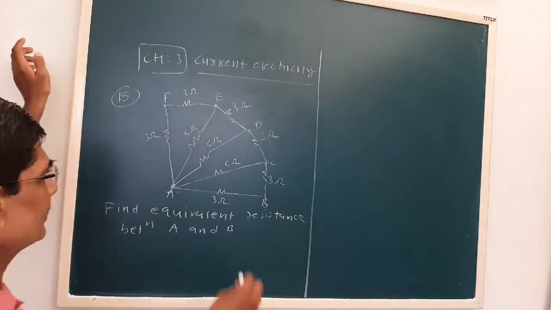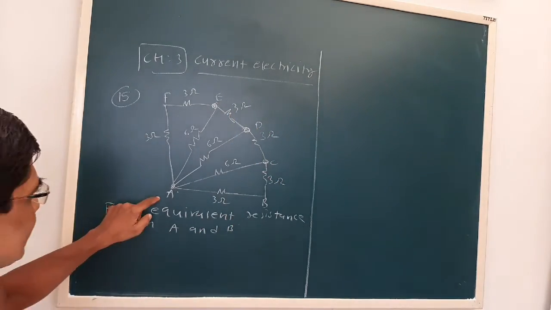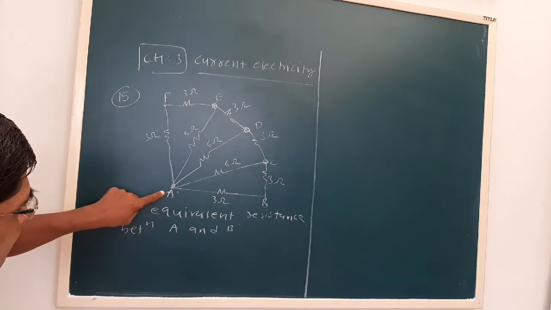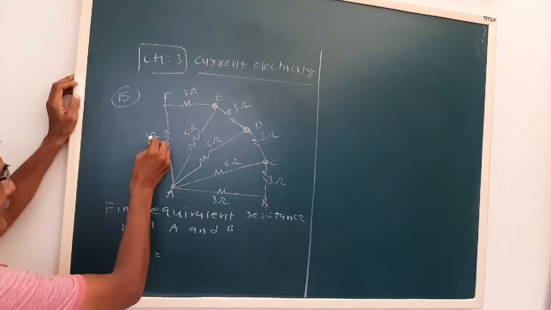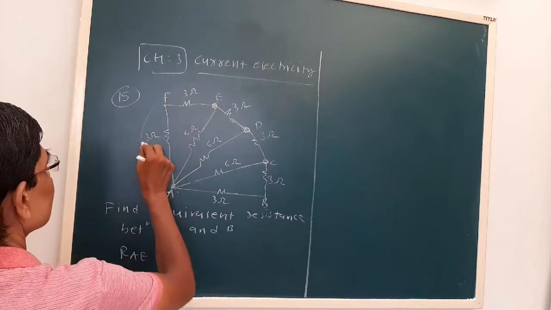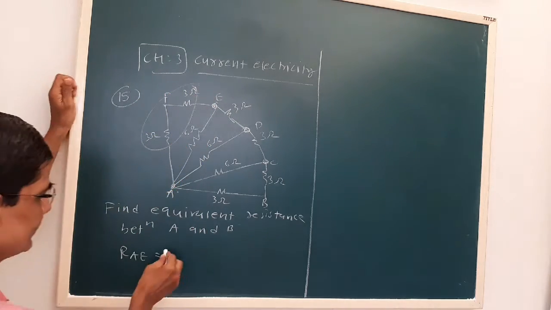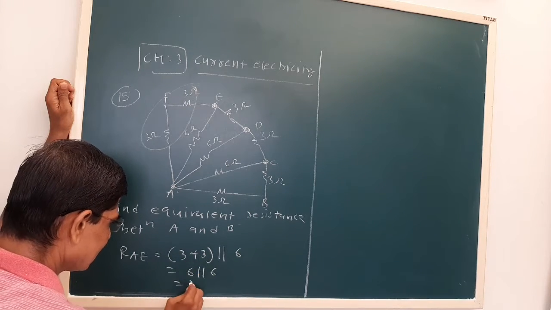Here we can say E is the junction, D is the junction, C is the junction. See this AF and FE. The wire is just bent like this, so these two we consider in series. First we find the equivalent resistance between A and E, that is RAE. These two 3 ohm and 3 ohm are in series, so 6 ohm will be in parallel with 6 ohm. So 3 plus 3 parallel to 6 ohm, that is 6 parallel 6, which is 3 ohm.